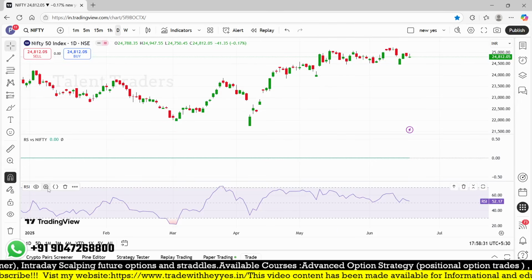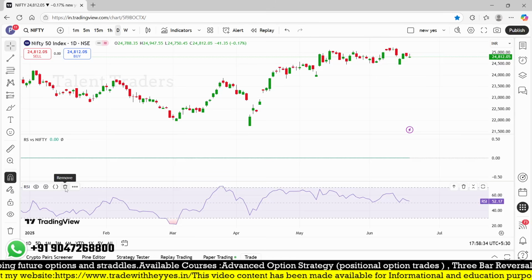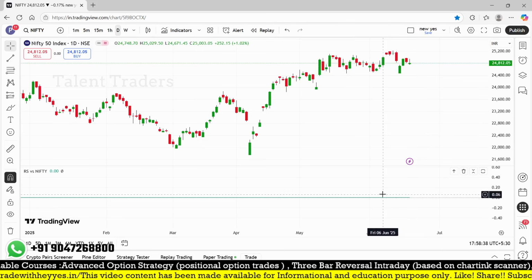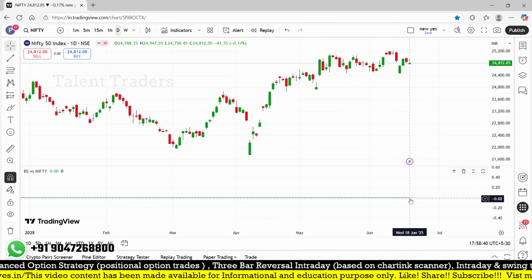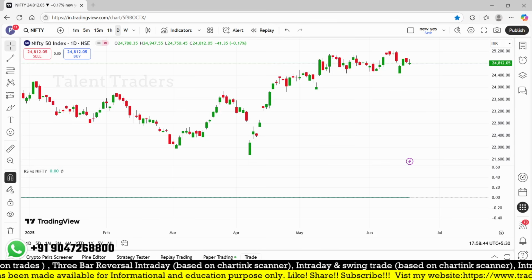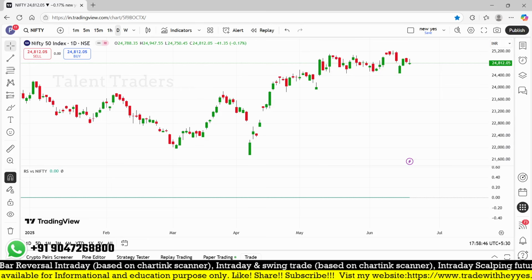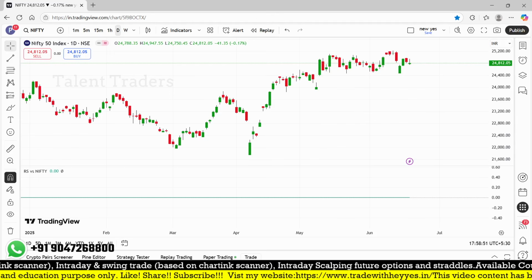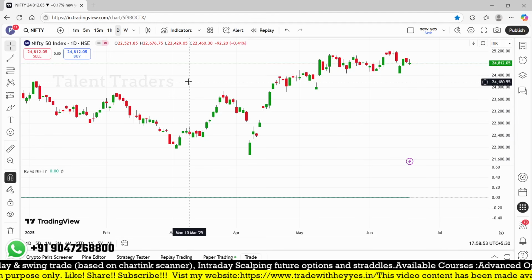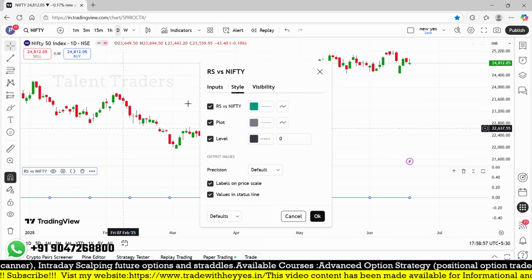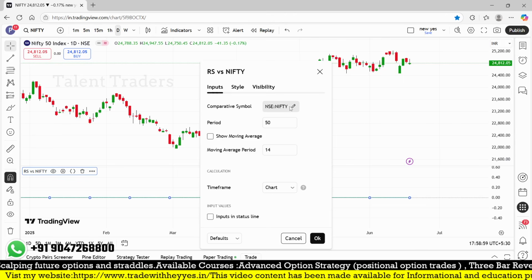I just removed this particular RSI because it is not required, and here we are comparing Nifty versus Nifty. That is why the flat line you can see is 0, because it is not outperforming or underperforming. It is the same instrument we are comparing, so it doesn't give any result. If I put any other stock in the above chart, below we are comparing it with the Nifty.